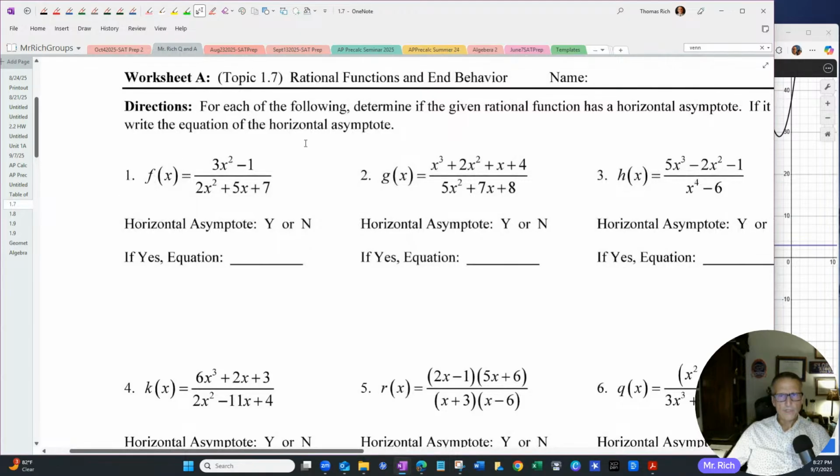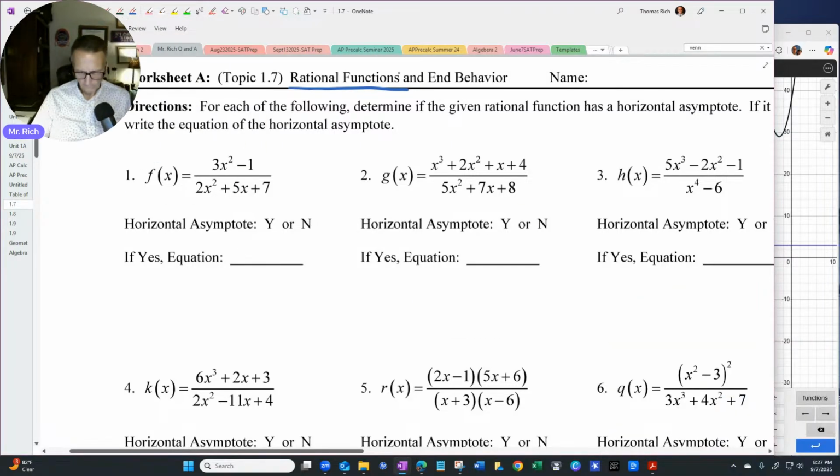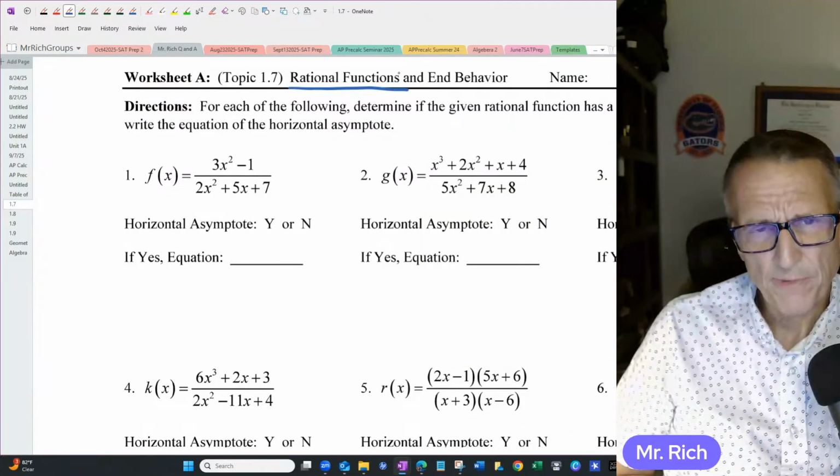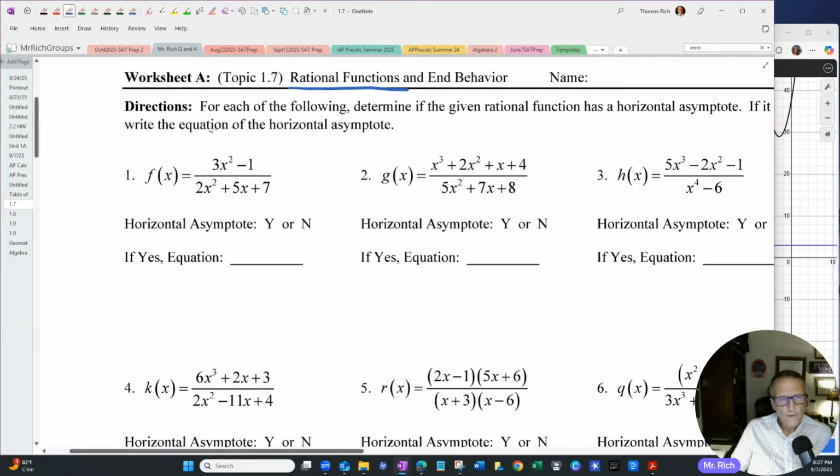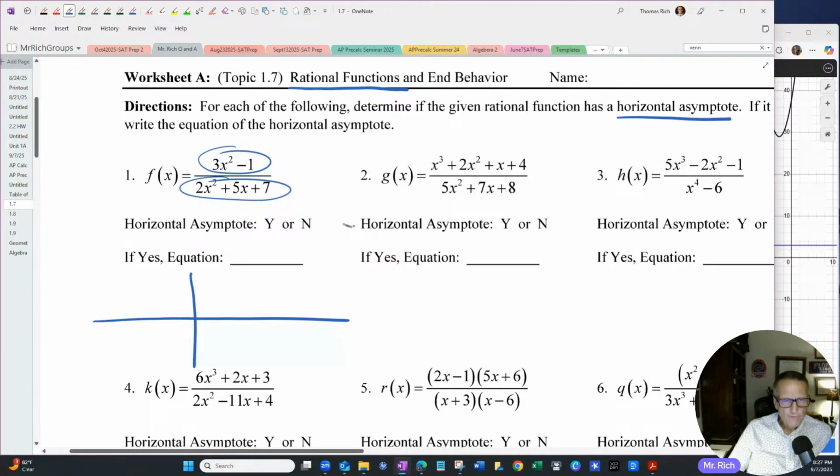So in 1.7, we are going to be looking back at rational functions. And most of what you're looking at in 1.7 is going to be kind of a redo of what you did in Algebra 2 in the second semester on rational functions. So rational functions are functions that have polynomials in both the top and the bottom of a fraction. And one of the characteristics of these functions can be that they have what's called a horizontal asymptote. And a horizontal asymptote is a horizontal line that the function will get infinitely close to, but not quite touch.